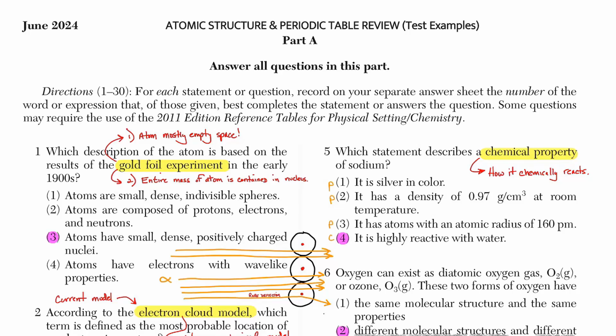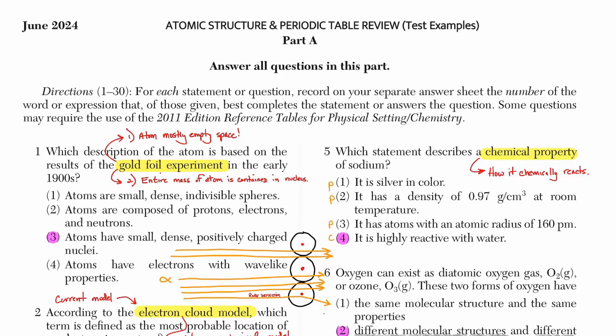So let's get started with the atomic structure and periodic table review. This is part one of my Regents Chemistry review for this year. What I did is I took the last three June Regents tests. I think the June Regents tests are different from the January and August tests.